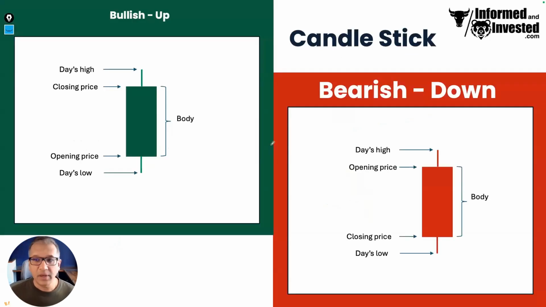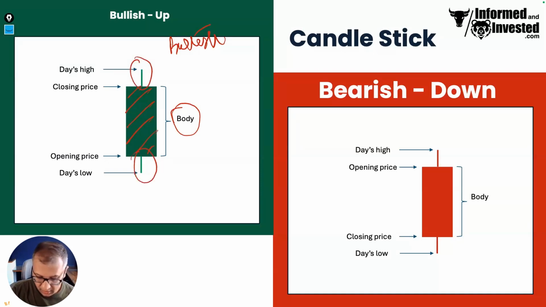So let's go to this. Here is a candlestick. Typically the green is represented as bullish and red is represented as bearish. But what that actually means is that every candlestick has two main parts to it. One is called a body. The body is this solid part, okay? And the other is called a wick. There is an upper wick and there's a lower wick.